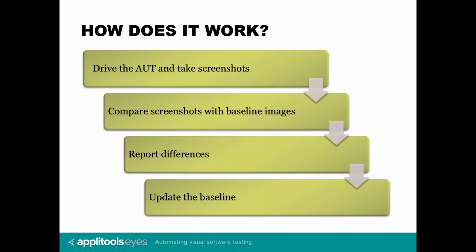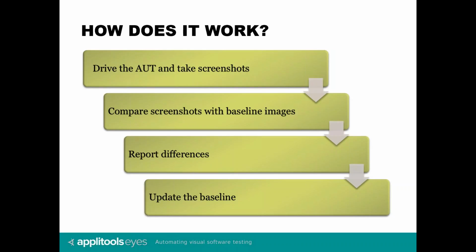So for those of you that are listening that are not familiar with visual testing, I'll start by describing the overall workflow of a visual test automation tool. The workflow is very simple. It consists of 4 steps. In the first step, you drive the application under test and take screenshots. In the second, the tool takes those screenshots and compares them with baseline images. These baseline images define the expected appearance of the application, and in the majority of cases, these are simply screenshots that were taken in previous test runs and were approved by a tester.